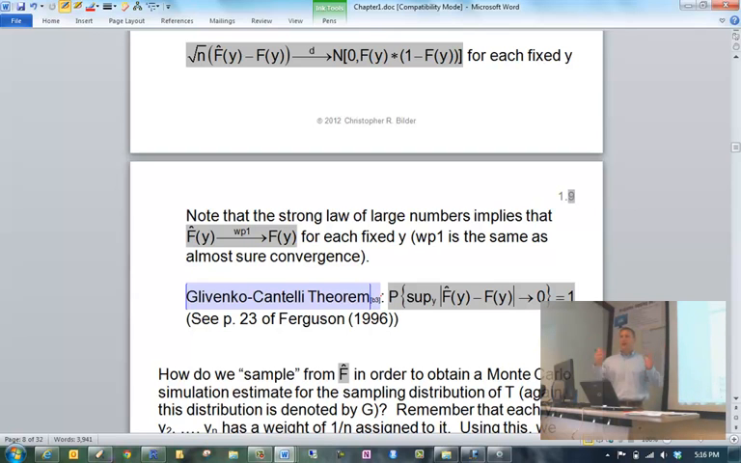Now that we have that established, how do we take a sample from F hat? We'll talk about that next time. Are there any questions? Okay, that's it for today.